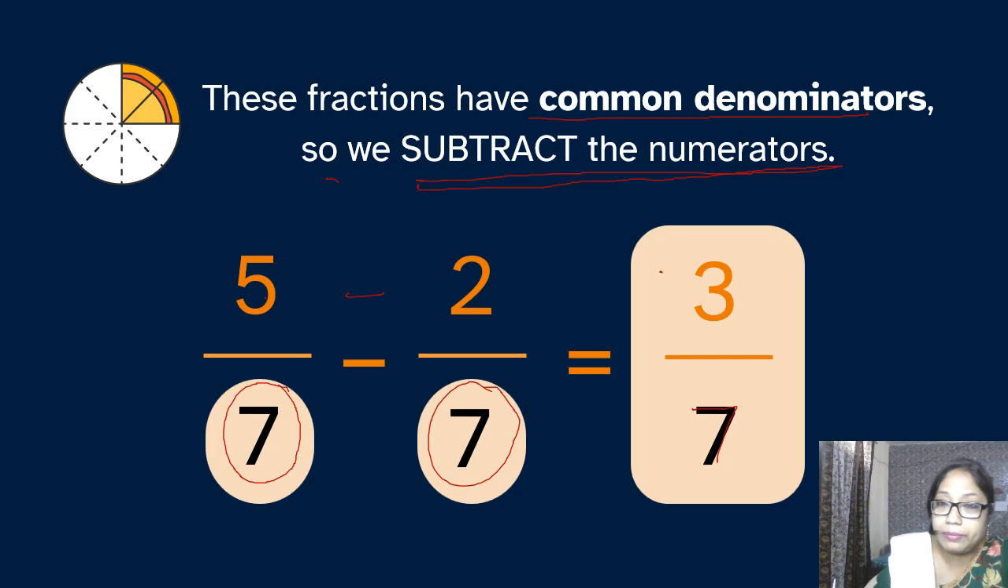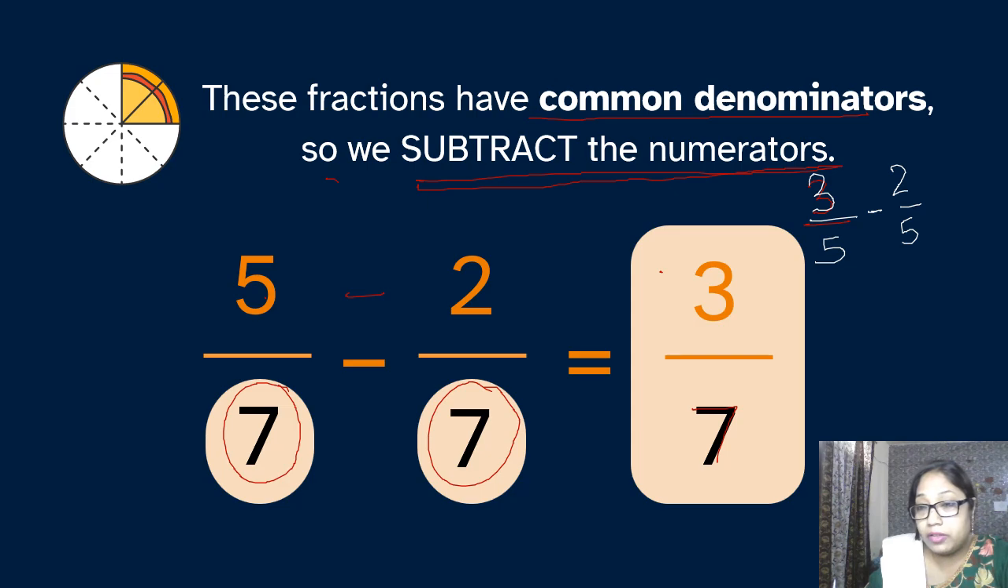One more example is 3 upon 5 minus 2 upon 5. Again 5 common है, same denominator है, that means like fraction है. तो denominator को हम सिर्फ एक ही बार commonly लिख देंगे. Then numerator 3 minus 2. 3 minus 2 will give you 1.